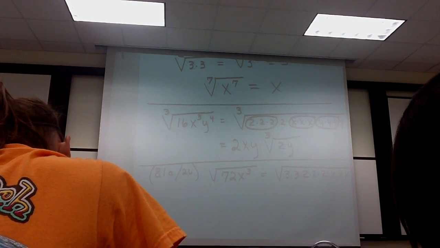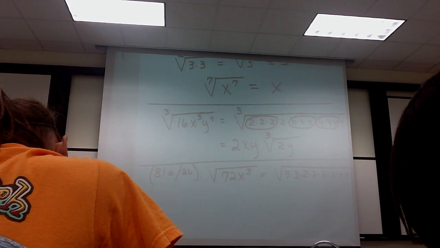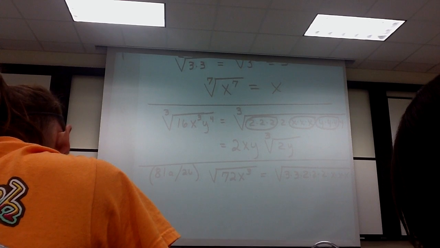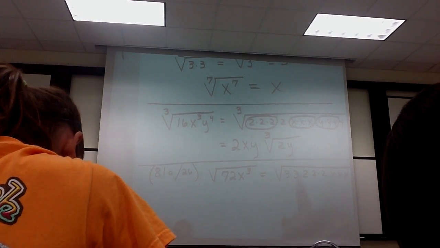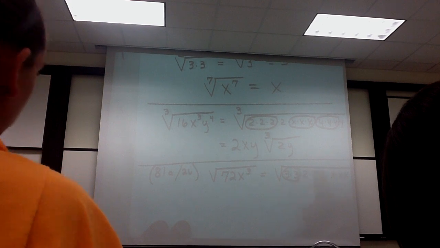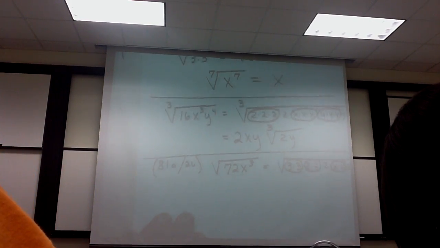How many times am I looking for a factor to show up? 2 times. This is a square root. The index, or lack thereof, tells me that I'm looking for something to show up 2 times. All right, got me 2 3's, got me 2 2's, got me 2 x's. What goes on the outside? 6x. And underneath the radical? 2x.